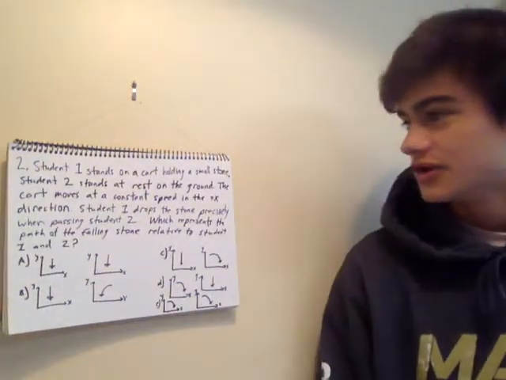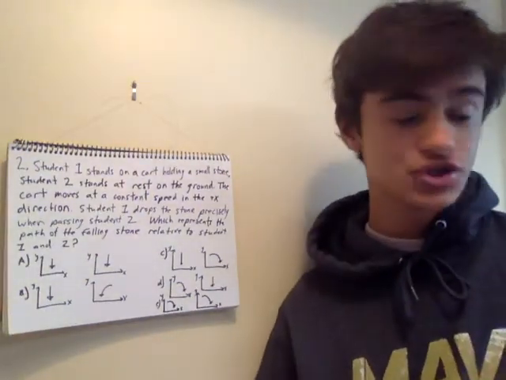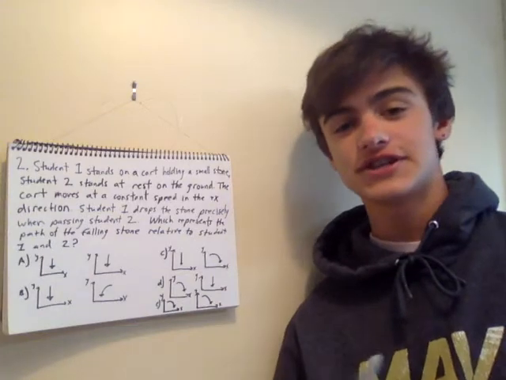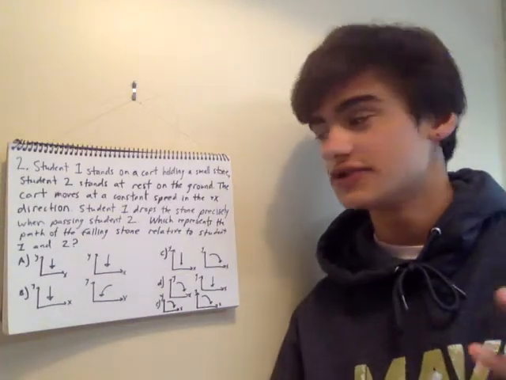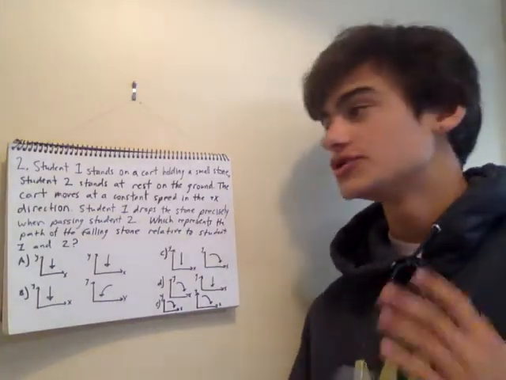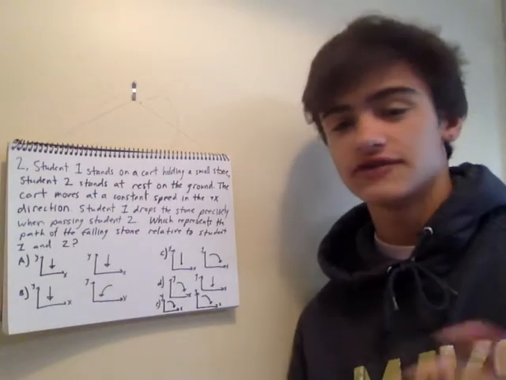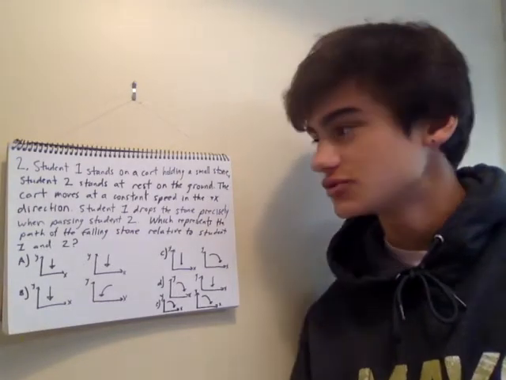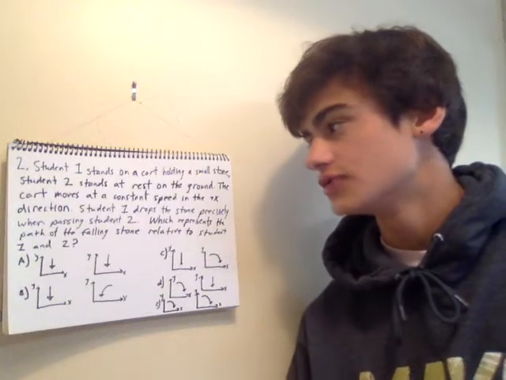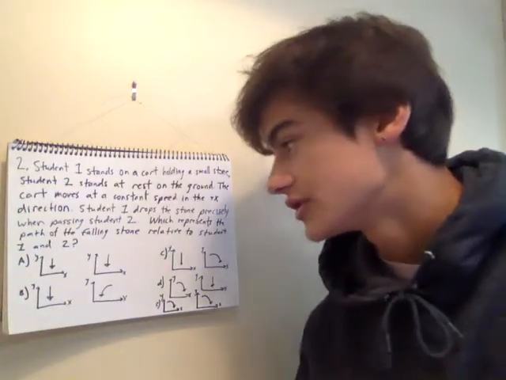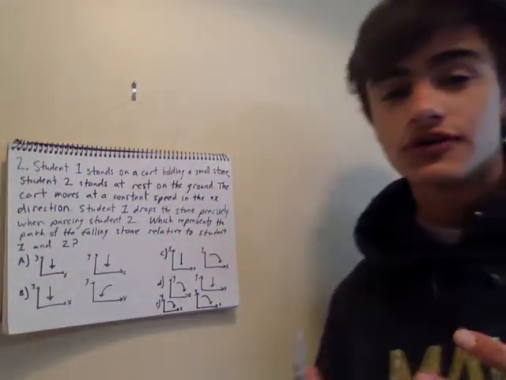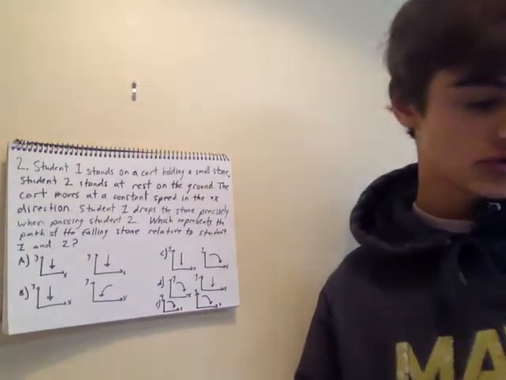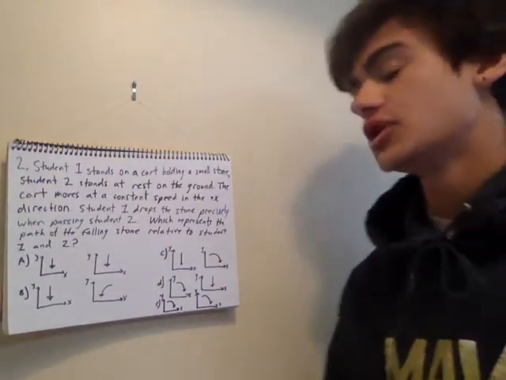Alright, hello everyone. I'm back with problem number 2 of this Physics C Mechanics multiple choice test with 35 questions. So this problem is definitely different than the first one. It's more conceptual, less mathematical. So here we're dealing with the point of view of something falling relative to different people. So I'll read the problem.